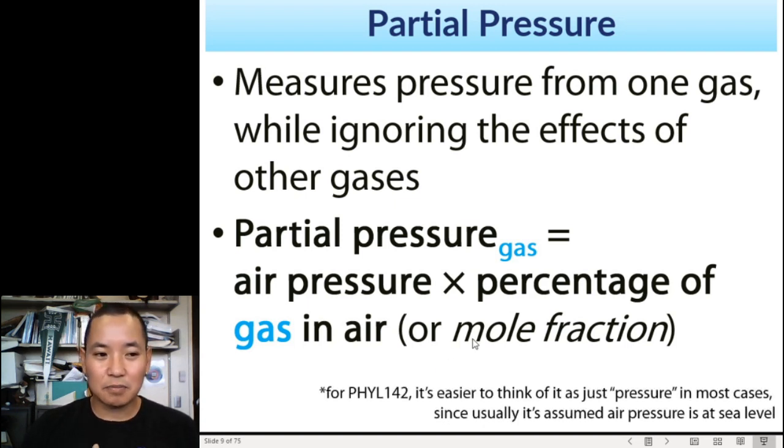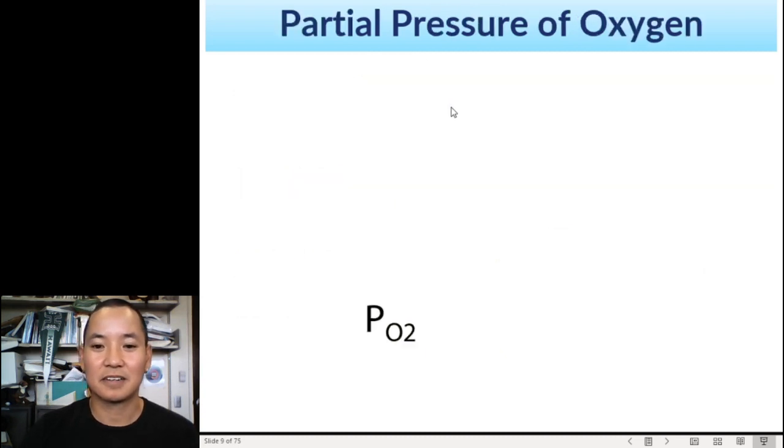So even though partial pressure talks about one gas in particular, sometimes I will just say pressure, and one, it saves me time, and two, sometimes it helps to make it a little simplified in your head. That's why sometimes I just talk about pressure. But when I'm talking about pressure of oxygen or carbon dioxide, I'm talking about partial pressure.